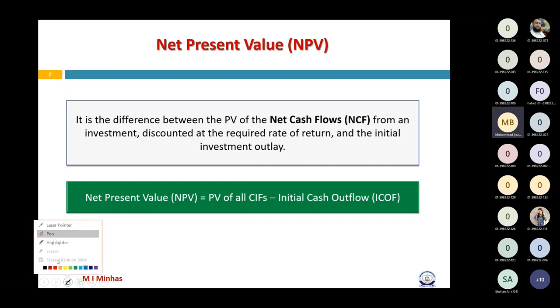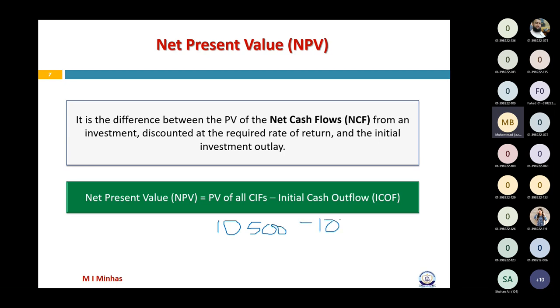Now, let's say the present value comes to be not 9,800 but 10,500, right? And in that case, the initial investment is still 10,000. In that case, we will get a positive value. That means we will be saving 500 on this investment, and this saving is in terms of present value. Apparently, we are saving 2,000.